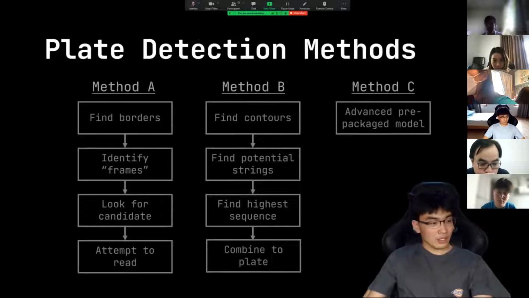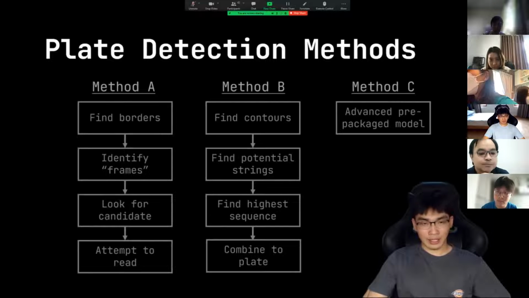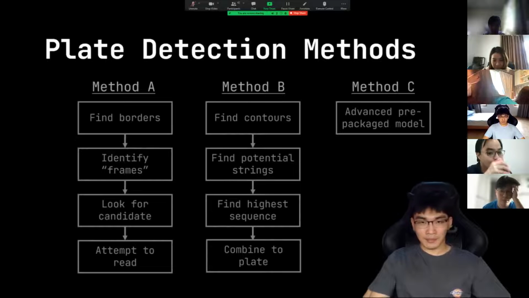So next is the plate detection method. There are three main methods, method A, B, and C. Method A is focused on finding borders and then identifying frames that it thinks could belong to license plates. It will look for candidates and then attempt to read any text in that area.